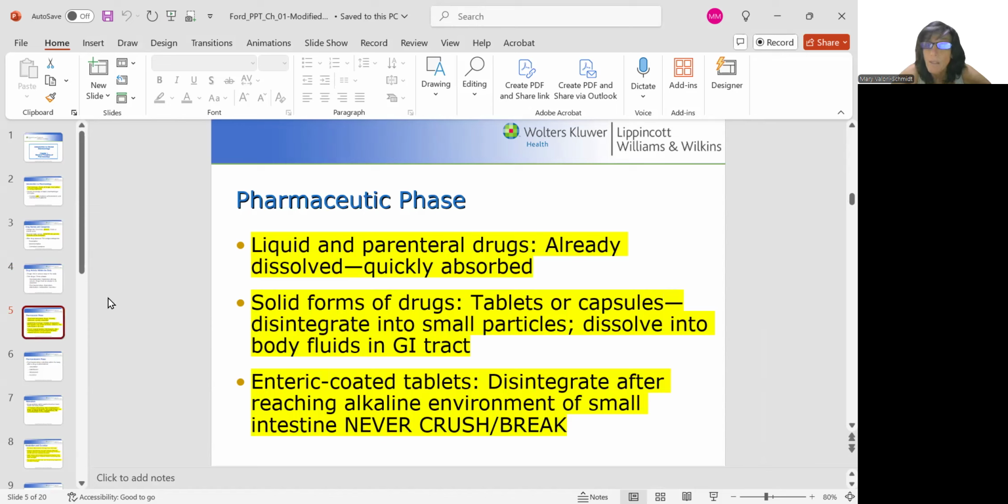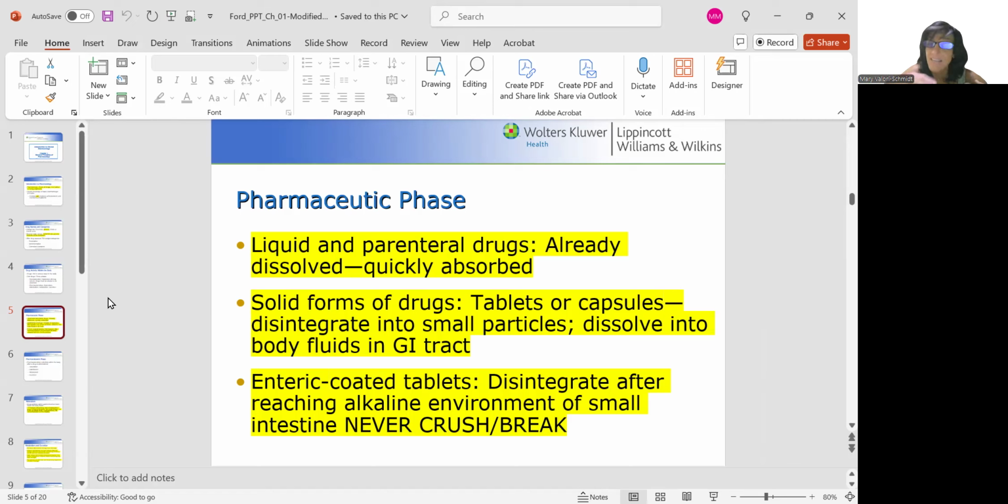Let's talk about different forms of drugs. There are liquid or parenteral drugs. They're already dissolved because they're liquid, so they get absorbed pretty quickly. There are solid forms of drugs. This can be tablets, capsules. You swallow them, they disintegrate into little particles, and they dissolve into body fluids in your digestive tract.